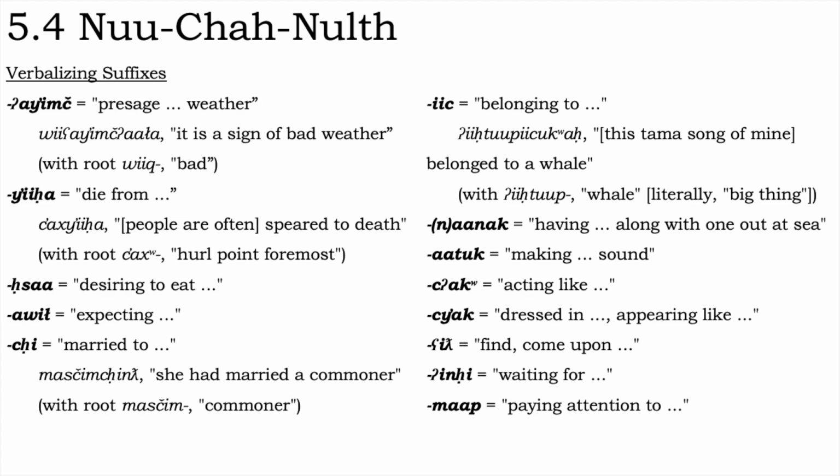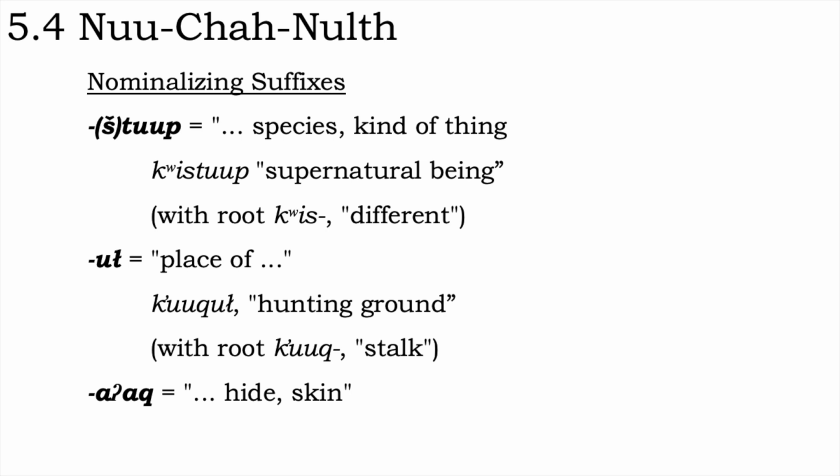Here is a sample of just a few of the 400-odd lexical suffixes of Nuu-Chah-Nulth, a Wakashan language of British Columbia, and, as before, I'll be going through these quickly, so you might want to pause the video. Some of the suffixes are very verbal in meaning, and in fact the resulting stem is a verb. Others are more nominal in meaning, and the resulting stem is a noun.